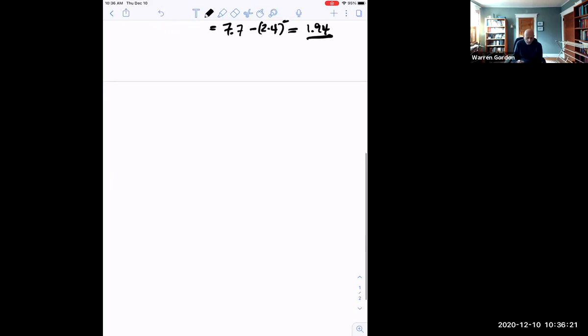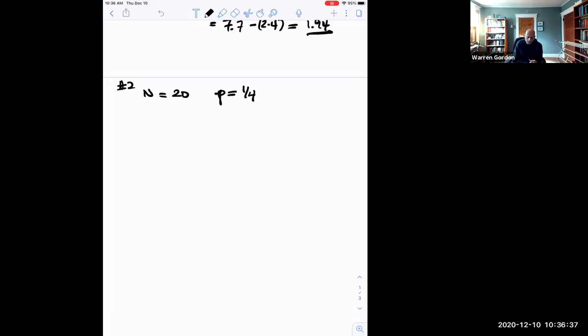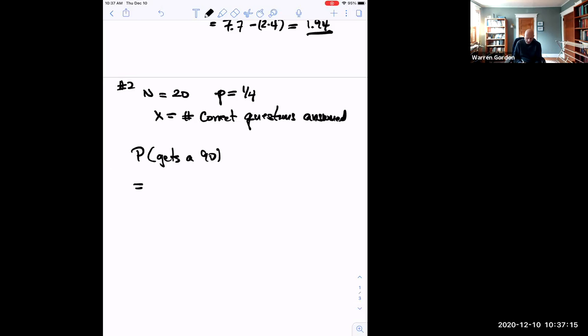Question number 2. You were given 20 questions. Each question has 4 choices, so the probability of guessing correctly is 1/4. Clearly, if there are 20 questions, each question is worth 5 points. And the student decides to guess. Let X equal the number of correct questions that were answered. So the first question is, what's the probability that a student gets a 90? In order to get a 90, you have to get 18 questions correct.